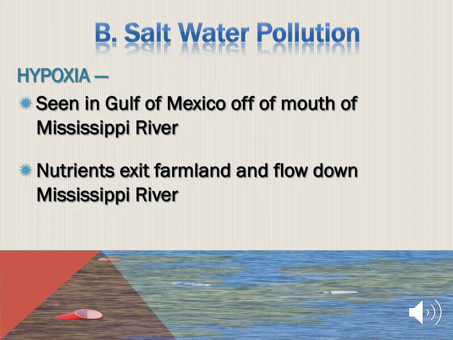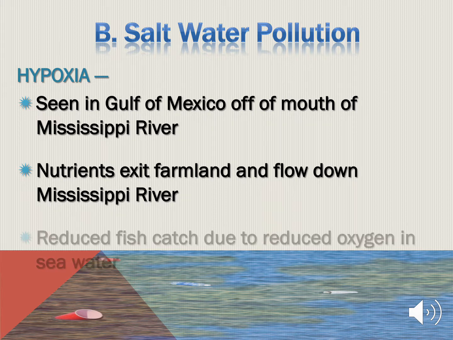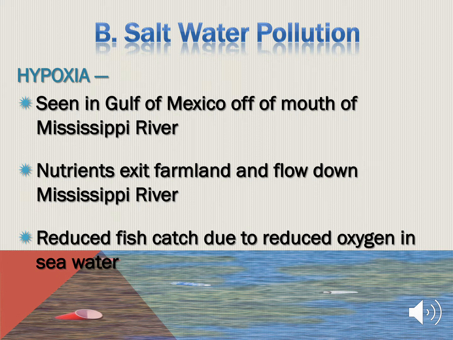How do we measure hypoxia? Well, we indirectly measure it. The fish catch has been reduced off the coast of the mouth of the Mississippi River, and scientists tell us it's due to the reduced oxygen levels in the seawater there. So the environment is just not good enough for the fish population that used to be there.